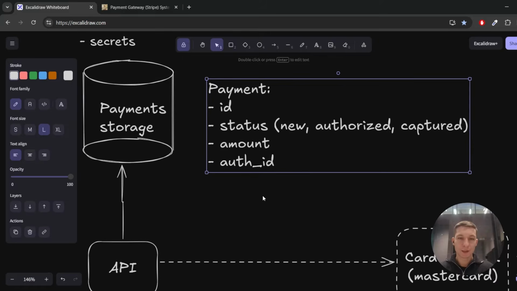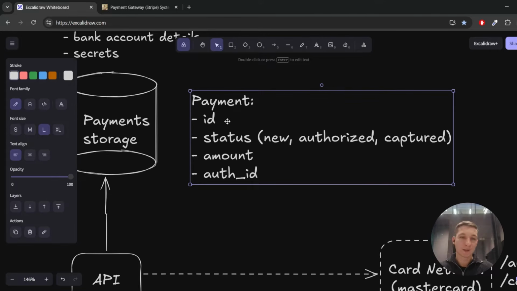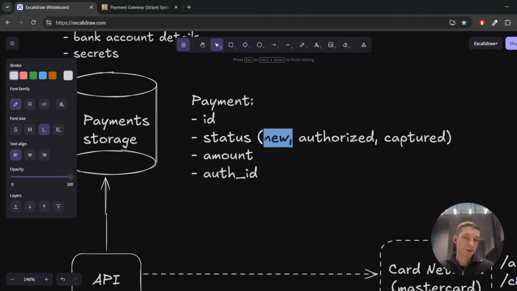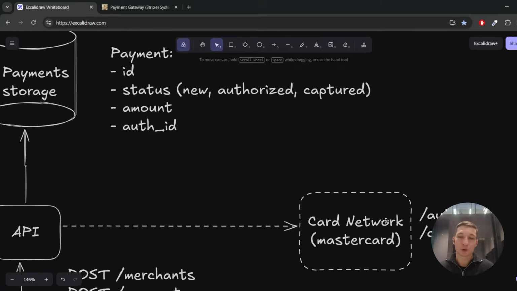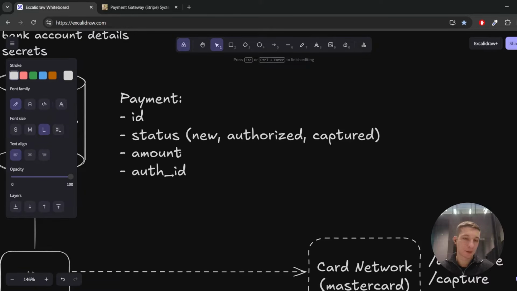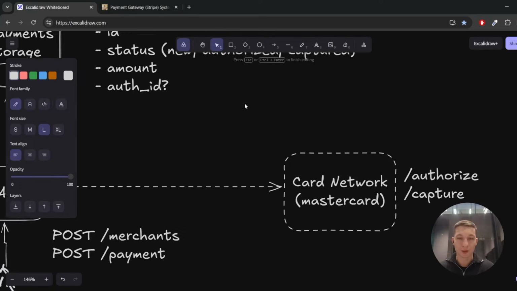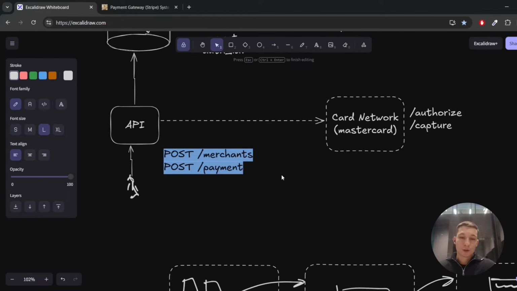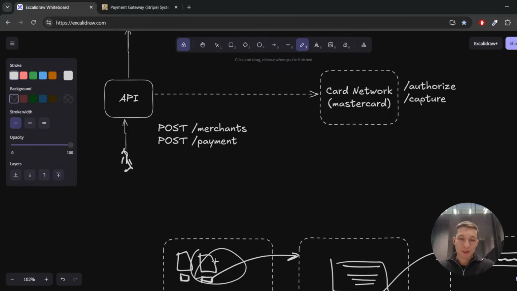The payment entity contains ID, of course, for idempotency, and status. So the new one will be with status new. When we authorize, it's going to be with status authorized. Then the amount of the payment and authorization ID, which initially will be null, because until we authorize, we don't have an authorization ID. So this is the endpoint which is called on this stage.